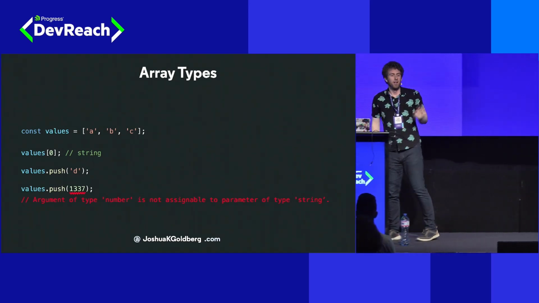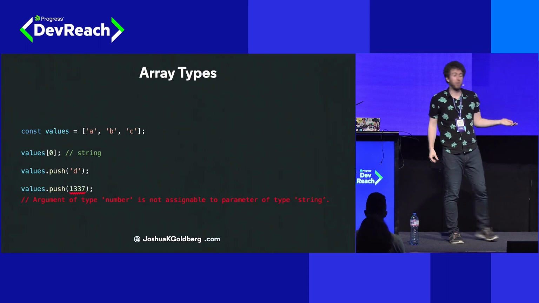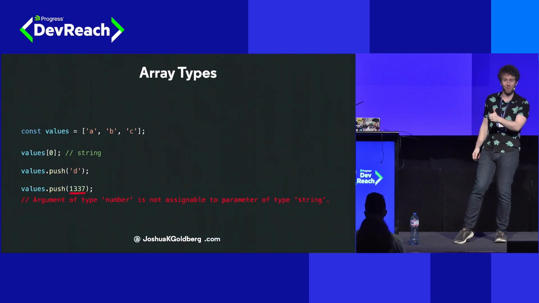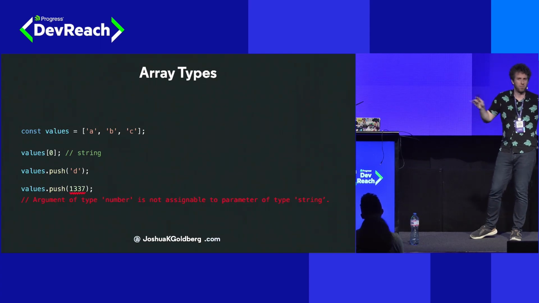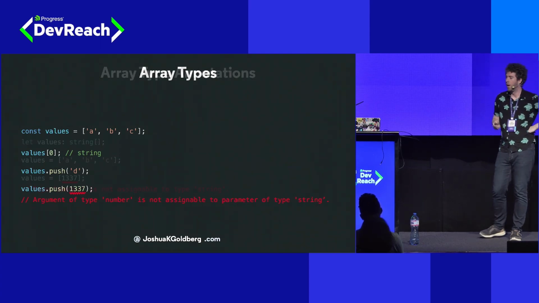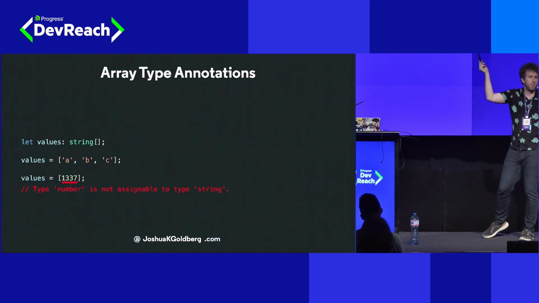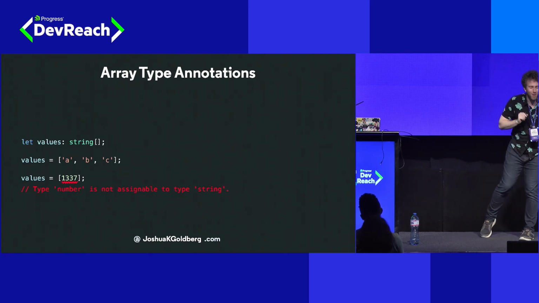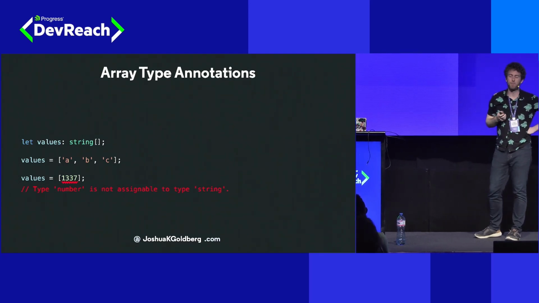All right. Array types. This array is inferred to be a string array. Yeah? Good so far. It's actually much like C#. It can be inferred if it's just the obvious, quote unquote. You can use a type annotation. In TypeScript, it's similar to many other languages. It's the type with the array symbol after it.